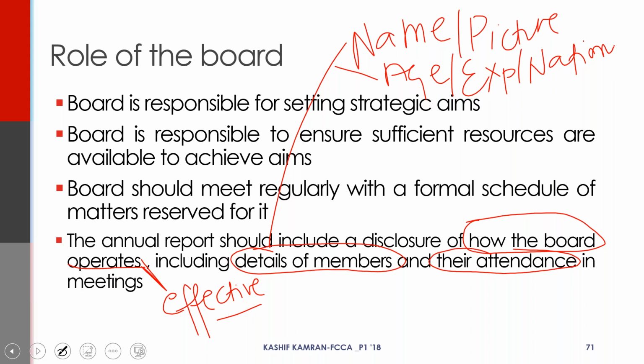But if a director has just attended 5 of the 10 meetings, then it means he has been very much absent from the meetings. So, details of the members and their attendance help the shareholder. The shareholder can get to know from the attendance how willing or how motivated the director was. If the attendance level was 100%, that means he's a good director. If the attendance level is less than 100%, the shareholder can criticize you. So the annual report should include a disclosure of how the board operates, including details of members and their attendance.